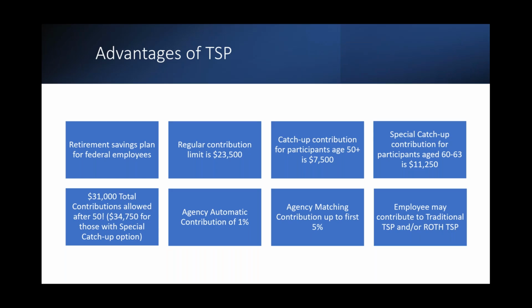Now, this year, this is new, and a lot of people don't know this, but this year they have what's called a special catch-up contribution for participants between the ages of 60 and 63. And that is a catch-up of $11,250. Now that's not on top of the $7,500. That's also including the $7,500. But that's an opportunity for a lot of you to be able to do that.